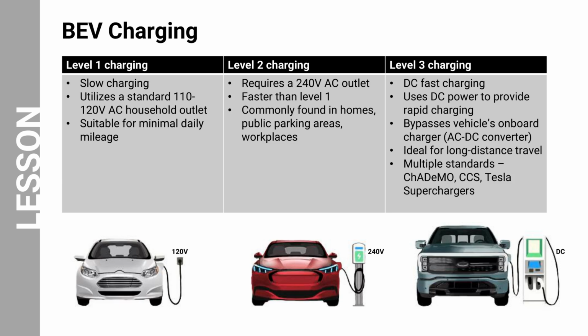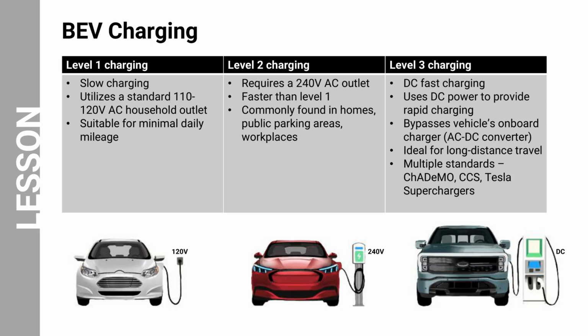Now, let us shift our focus to battery electric vehicle charging. Here, we provide an overview of the three charging types available for BEVs. Level 1 charging, also known as slow charging, is a convenient option for BEV owners who have access to a standard household outlet. By plugging the charger into a typical 110 to 120 volts AC outlet, drivers can slowly replenish their vehicle's battery overnight or during extended periods of parking, such as at home or at the workplace.